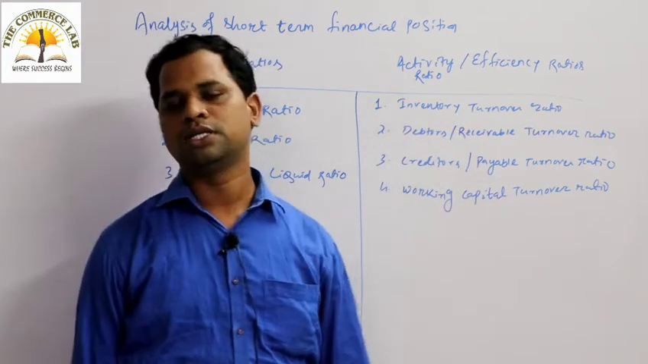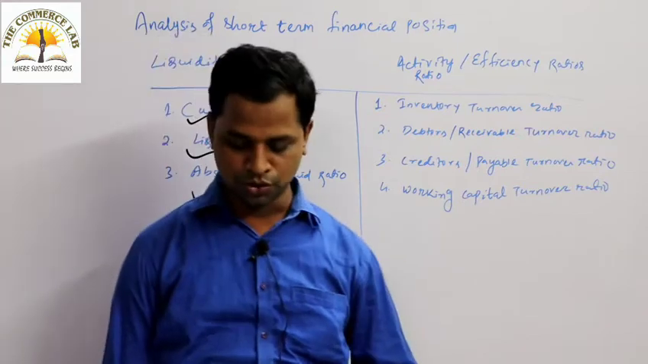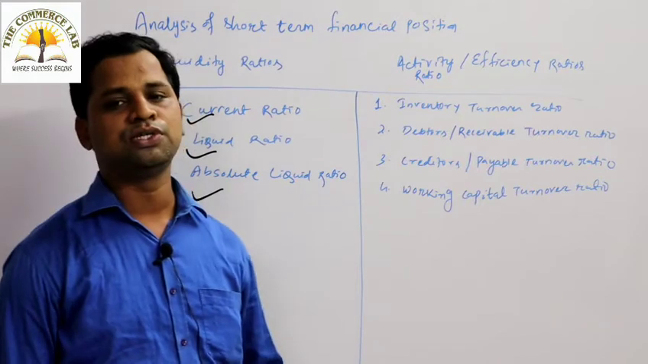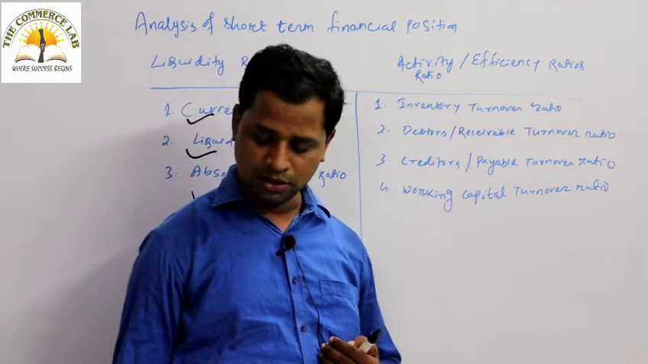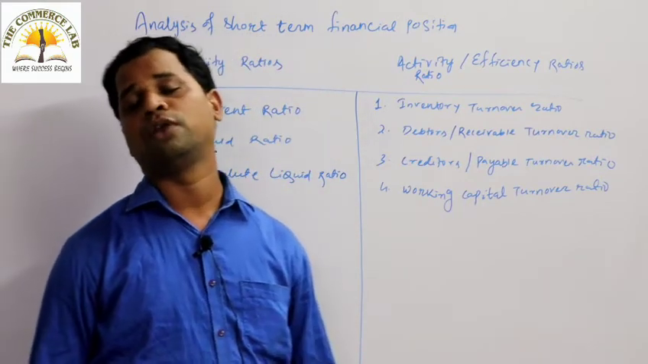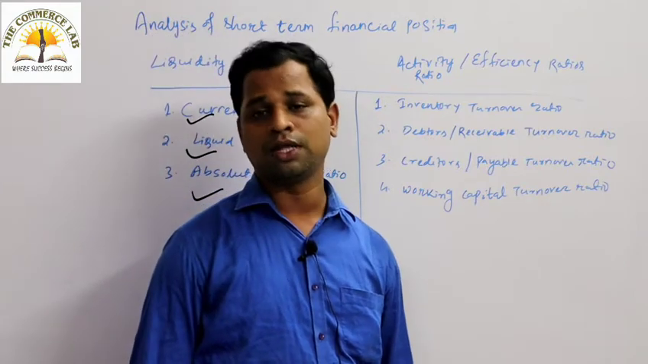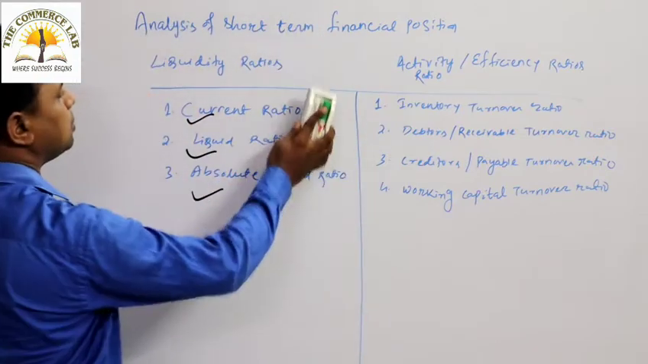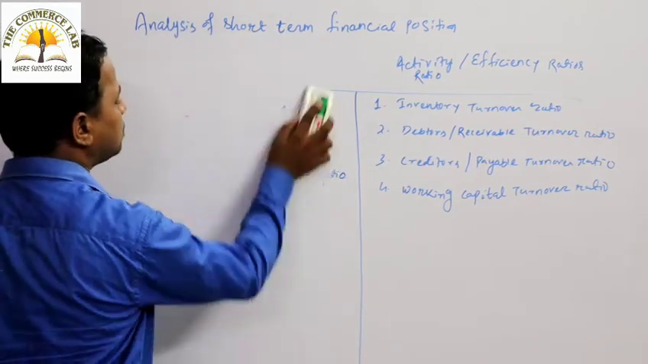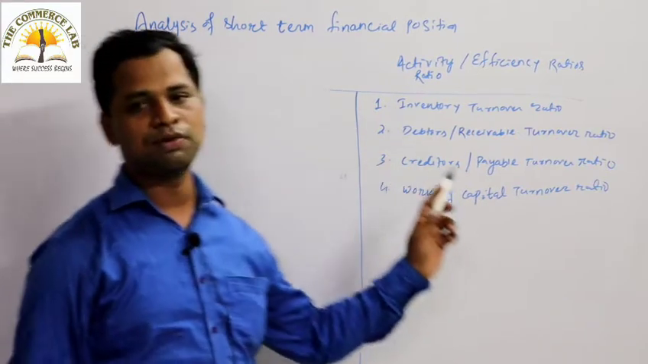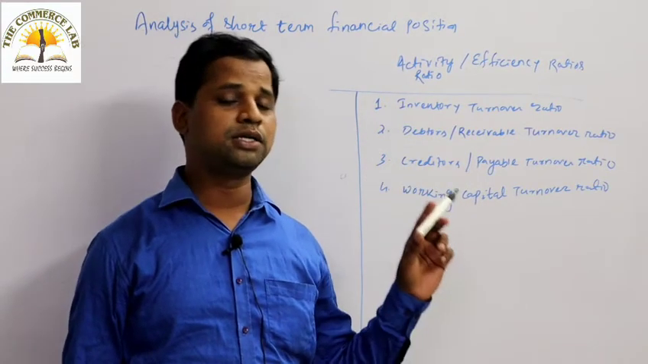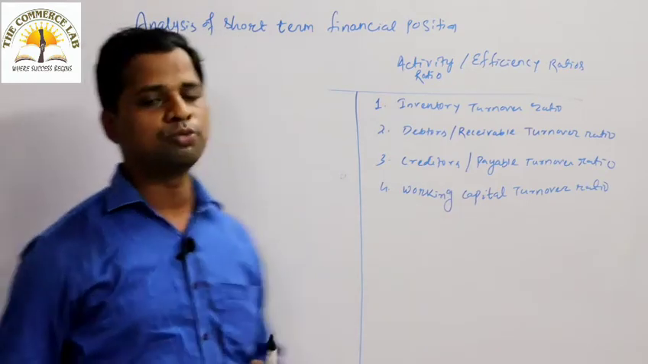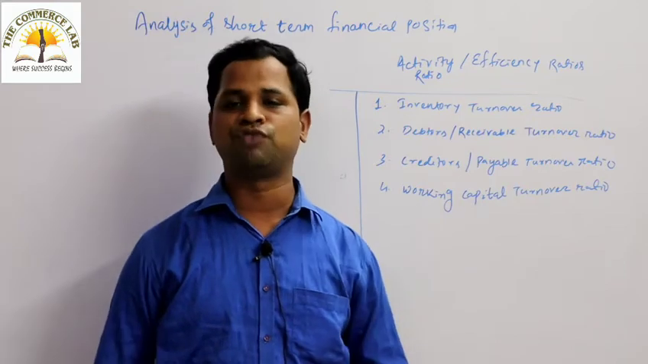Thereafter today we will discuss the activity ratio or efficiency ratio. Why is it known as efficiency ratio? To check whether the short term financial position of the organization is good or not, whether efficient or not, to test the efficiency, this ratio has to be calculated. So what are those efficiency ratios? That is inventory turnover ratio, debtors turnover ratio, creditors or payable turnover ratio, and working capital turnover ratio. These 4 ratios have to be calculated to check the organization's efficiency.